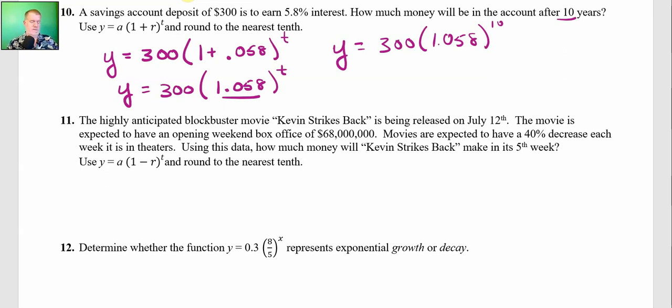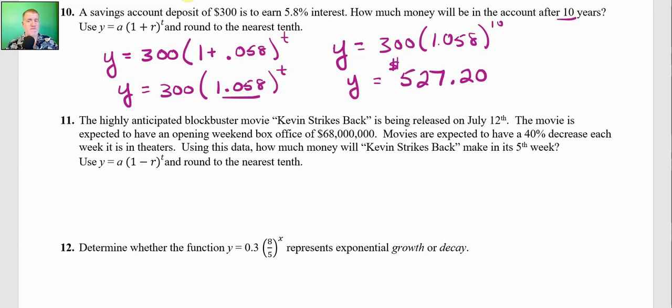So 300 times 1.058 raised to the 10, and I get $527. This is to the nearest tenth. Well, that's weird for money. Well, it's going to be 20 cents, 0.2. That's how much money you're going to have in your account after 10 years. Really not much, but if you think about it, you almost, not quite, doubled the money.